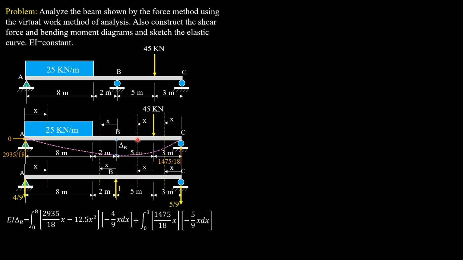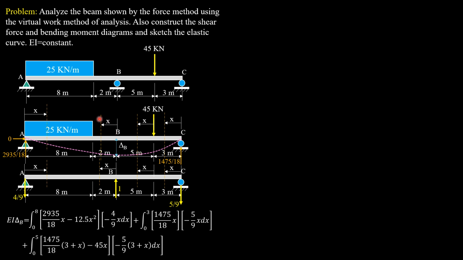Then for the next section, we have the integral from 0 to 5 of 1475 over 18 times quantity 3 plus x, minus 45 times x. Then for small m, negative 5 over 9 times quantity 3 plus x, dx. So 0 to 5, 1475 over 18 times quantity 3 plus x, minus 45x, then negative 5 over 9 times 3 plus x dx.